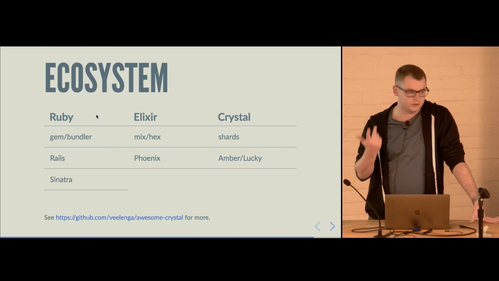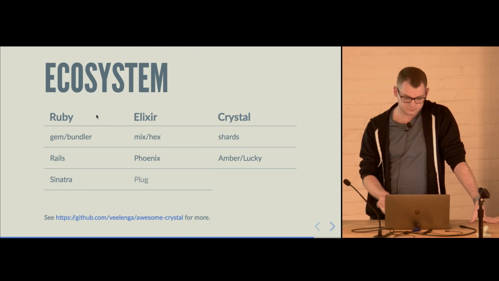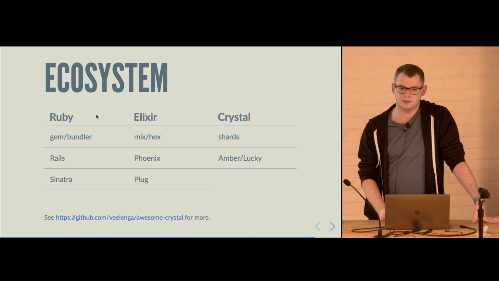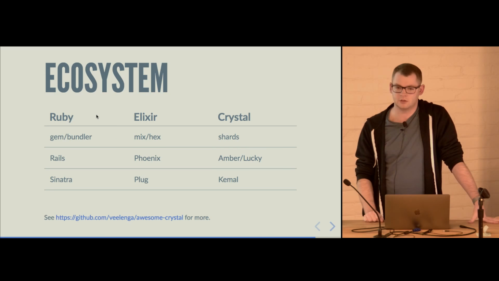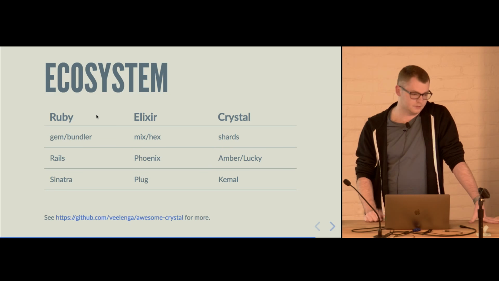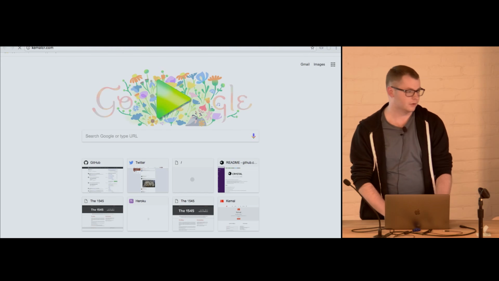For smaller stuff, you'd probably use Sinatra and Ruby, something like that. Elixir, if you wanted to, you could use Plug, I guess. Crystal, you use what's called Kemal. This is pretty much a Sinatra clone, essentially. Their site is actually pretty great. You go to Kemal CR.